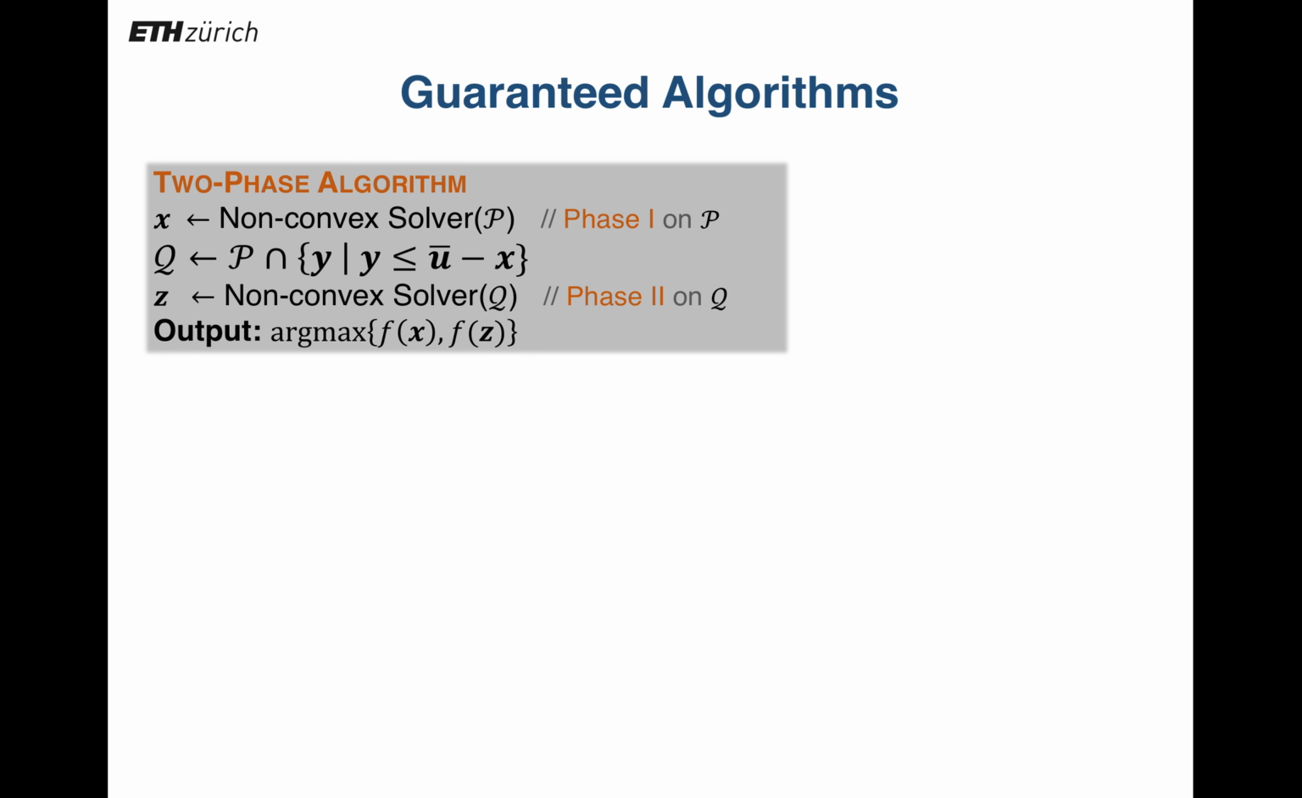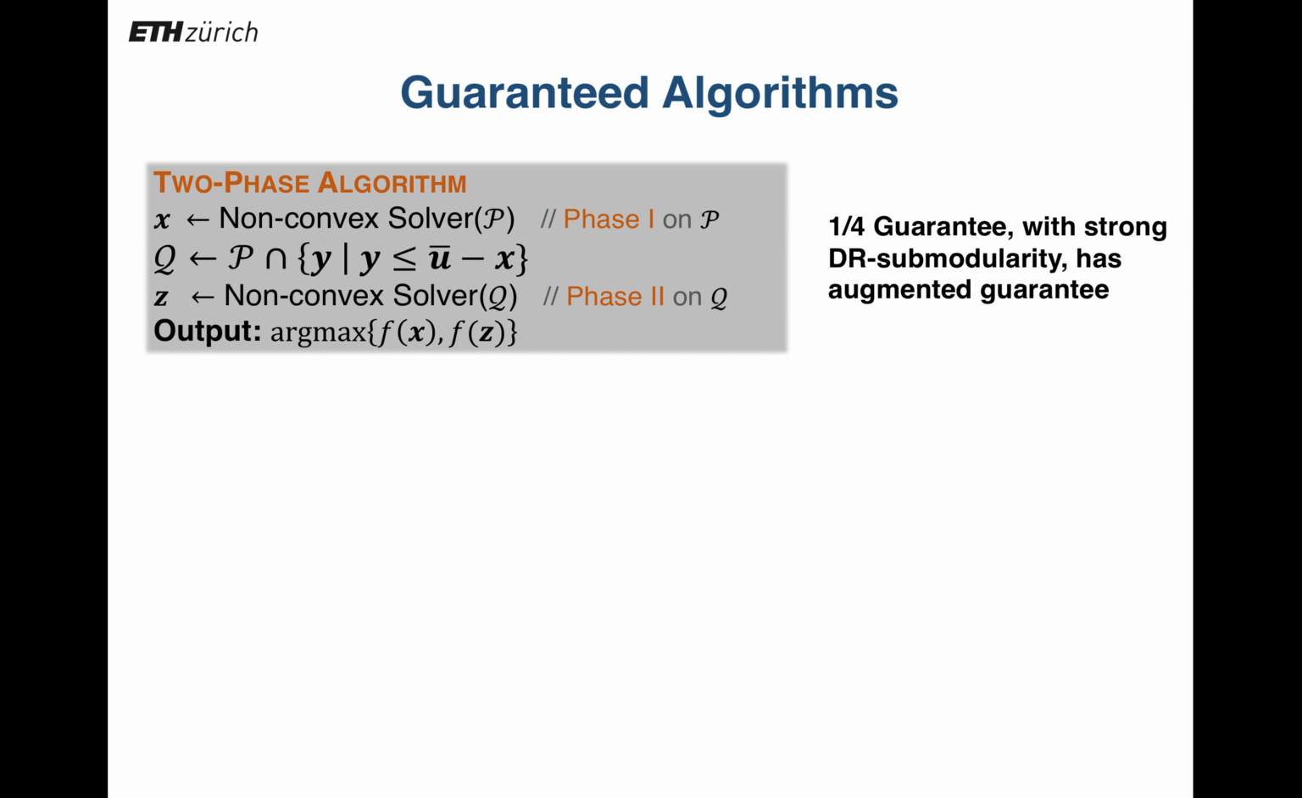The first algorithm, called the two-phase algorithm, is a direct application of the local-global relation. In phase 1, it runs some non-convex solver over P to find the first stationary point x. Then it uses x to define the smaller set Q. In phase 2, it runs over Q to find the second stationary point z. Not surprisingly, it has a one-fourth approximation guarantee.